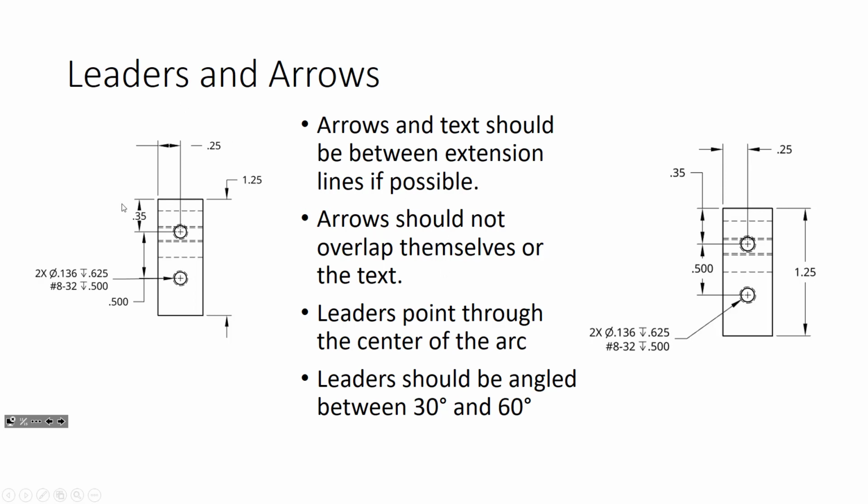We want to use clean placement of leaders and arrowheads to make this as clean as possible. The view on the left here is definitely not a great view. The view on the right is much cleaner. So arrows should not overlap themselves or text. We want to flip those to the other side if we can to make it nice and clean. Leaders should point through the center of the arc, so this leader here should go right into the center of that arc. And you really want it to have a nice angle to it, so between 30 and 60 degrees. You want to avoid having those horizontal or vertical leaders associated with holes.